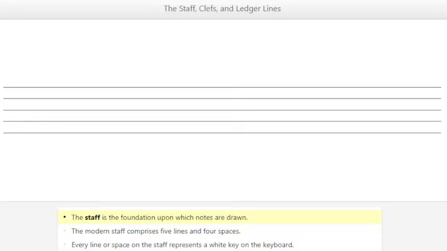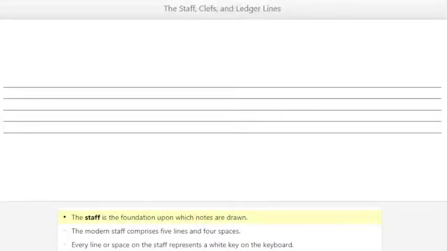And we're using courtesy of musictheory.net to explain the introduction to music theory. We're going to use this foundation of music theory to actually start our sight singing journey. So, you can see on the screen that we have the staff notation. This is the foundation upon which you draw your notes in music. So when you see these lines, you know that this is the modern staff.